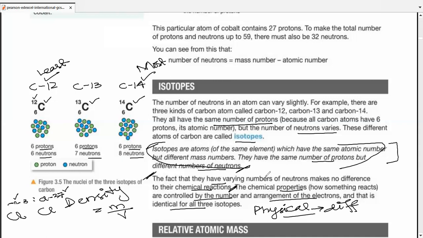Okay. And about the chemical properties, the element having more neutrons than the original carbon won't affect any chemical reactions. Chemical reactions are totally directed by the number and arrangement of electrons that's written over here, as the number and arrangement of electrons of all three isotopes is the same. This one has 6 electrons in its shells, this one has 6, this one has 6. So there won't be any difference in chemical properties.